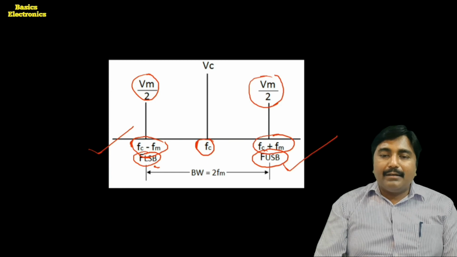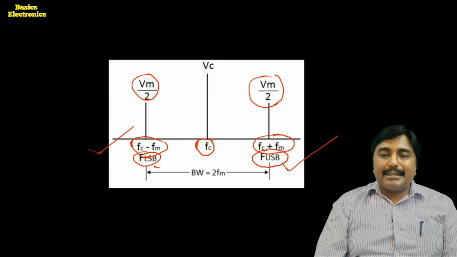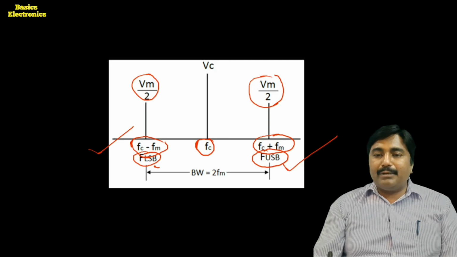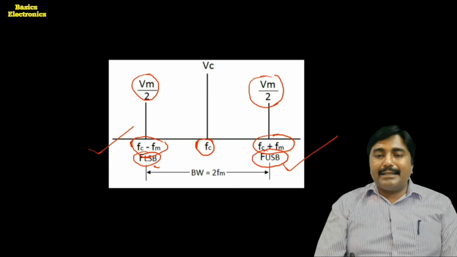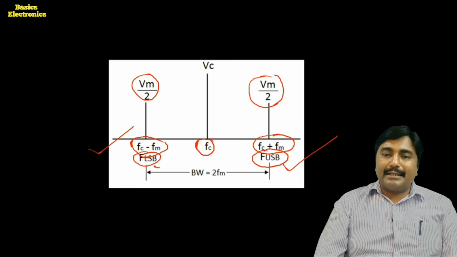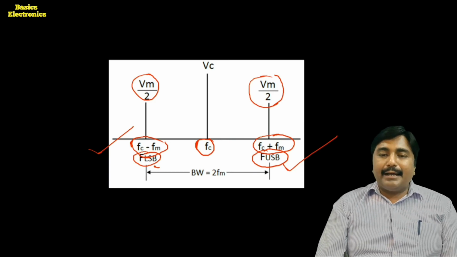Third, in the middle, is the Fc. It is the carrier signal. This we call the lower sideband signal, and this we call the upper sideband signal, or you can say this is the lower sideband frequency, this is the upper sideband frequency, and the middle one is the carrier frequency Fc.